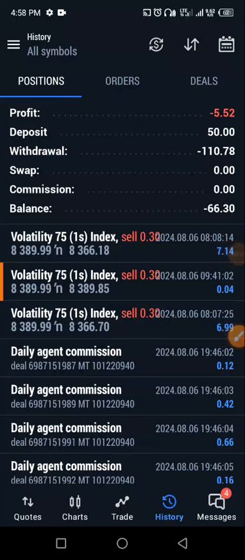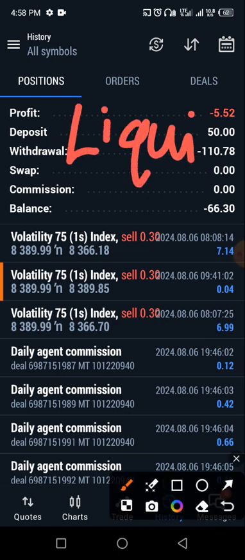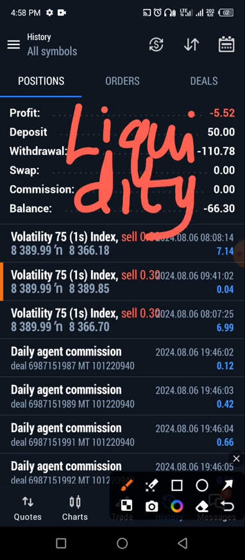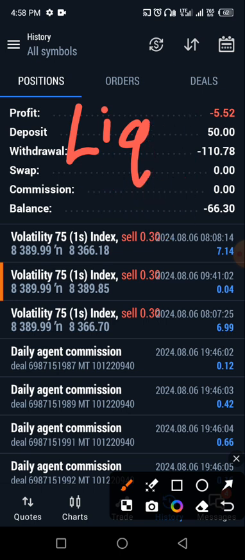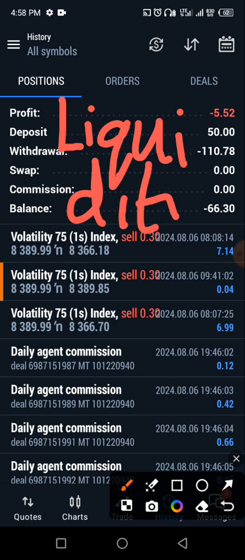So in today's video I'll be showing us how to make use of liquidity to take a trade in the market. If you have a strategy already that you are using to trade the forex market, then you will be able to add this liquidity concept that I'm about to show us now, to take a sniper entry in the market.